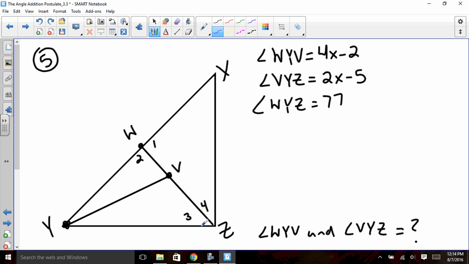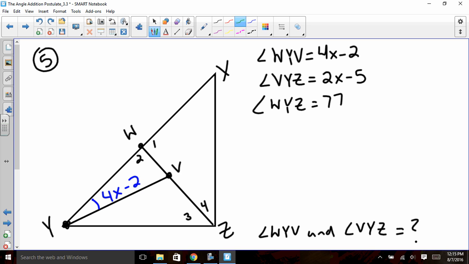Number 5. Now, I know number 5 looks very scary, but all we really need to do is take a look at what information has been given to me. It's telling me some values for angles. I see that one of my angles, WYV, is 4x minus 2. Well, let's locate that on my diagram. That angle is over here. So I know that that is 4x minus 2.